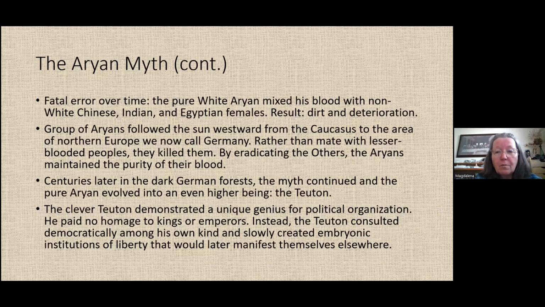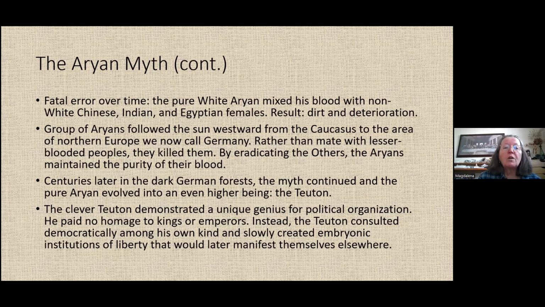The clever Teuton demonstrated a unique genius for political organization. He paid no homage to kings or emperors. Instead, the Teuton consulted democratically among his own kind and slowly created embryonic institutions of liberty that would later manifest themselves elsewhere.